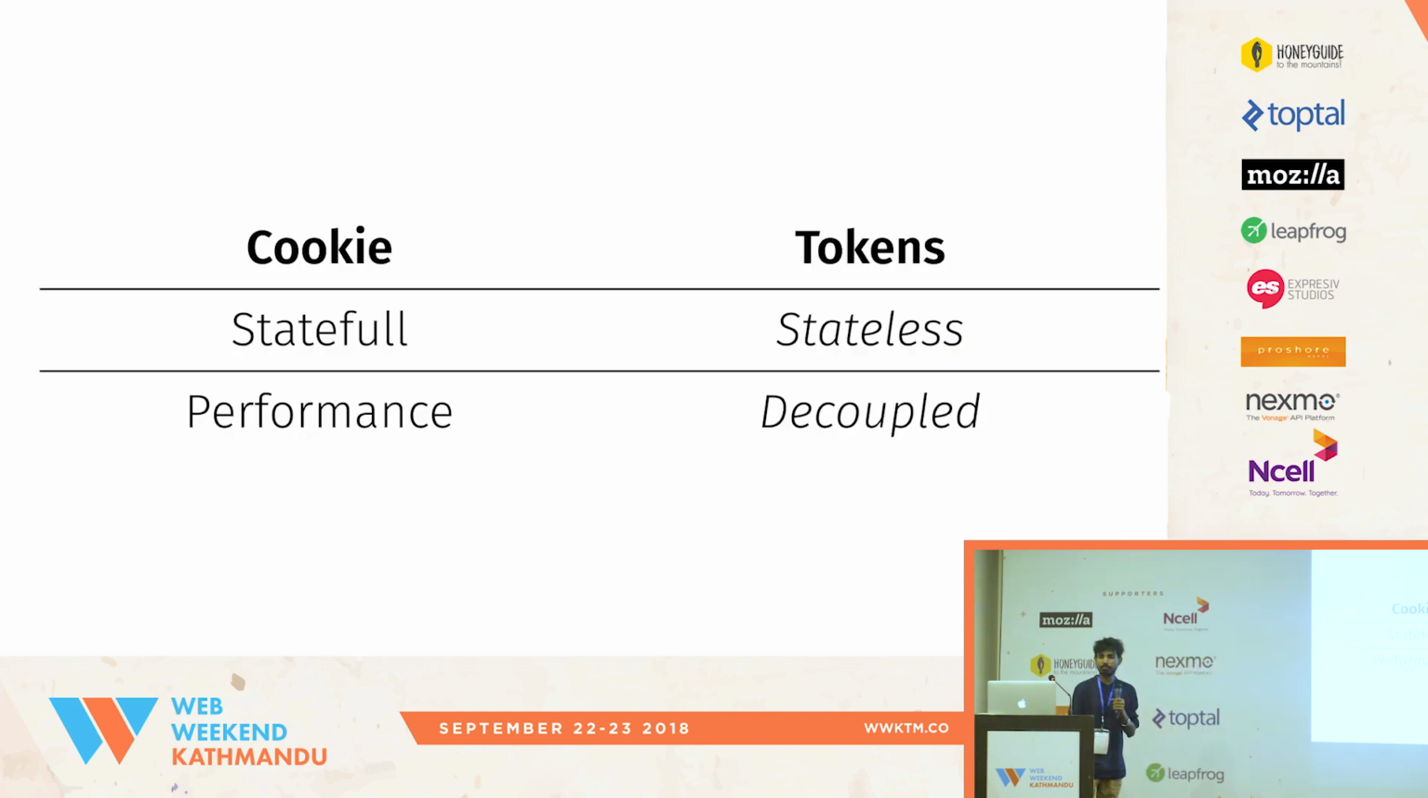Cookies are stateful. Every time, the state of the previous request and the next request is kept in the server. Tokens are stateless. The server doesn't know what you requested previously, so it treats each request as a new one. They are decoupled, so you can use the same token to authenticate for multiple APIs. With cookies, performance is okay, because with tokens you need to verify the token every time.